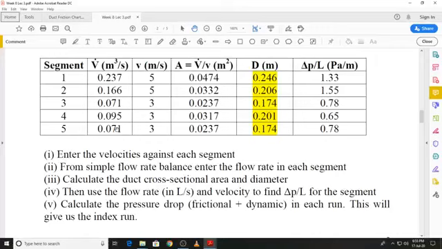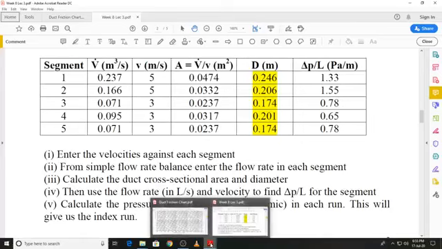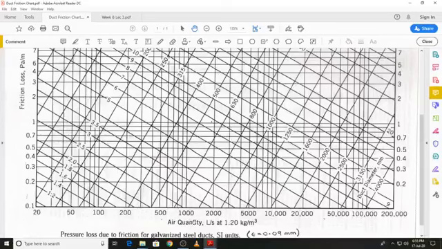And then we have the velocities for these segments given to us. So if we start with segment 1, we will have a volume flow rate of 237 liters per second, and the velocity will be 5 meters per second, against which I've shown that the pressure drop per unit length is 1.33. And we can see that. Now you can see that we have a volume flow rate of 237 liters per second. This is 200 over here. The next one is 300.